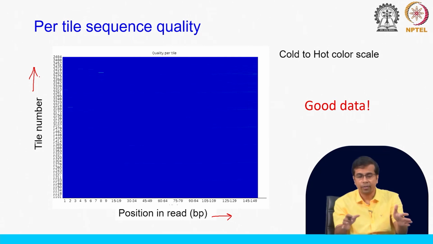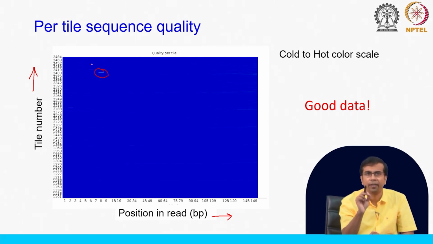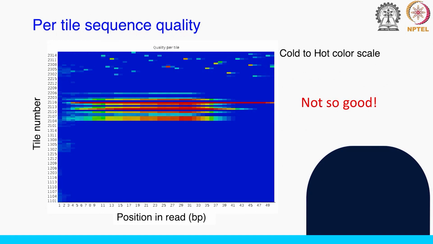So, here it is mostly blue, right, except I think you can see maybe one slightly lighter color, but that is okay, and most of the things are okay. So, this is good data. But in some cases this might happen, where you have some of these regions that are in red, again following the cold to hot color scale. So, these regions in red mean these tiles have some problems. Their quality score is low.